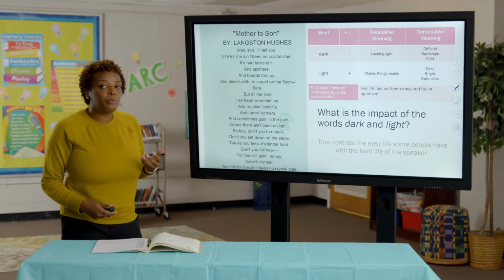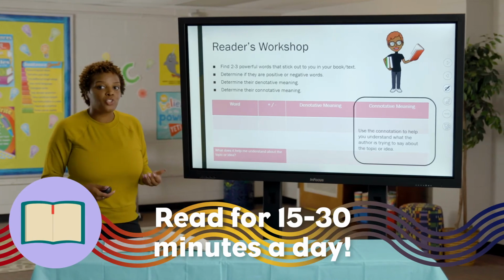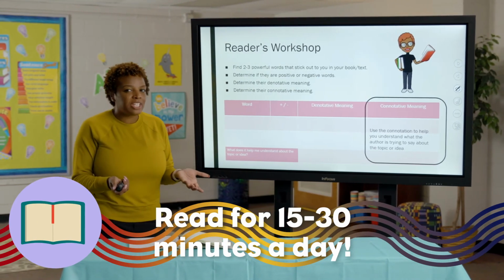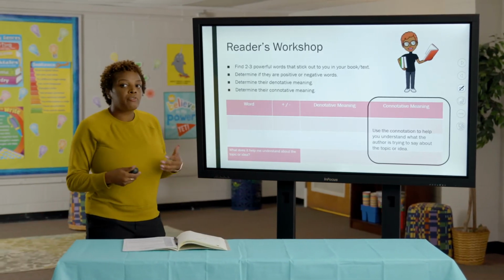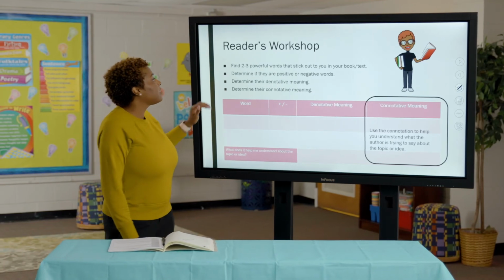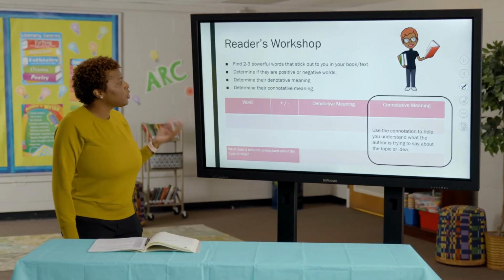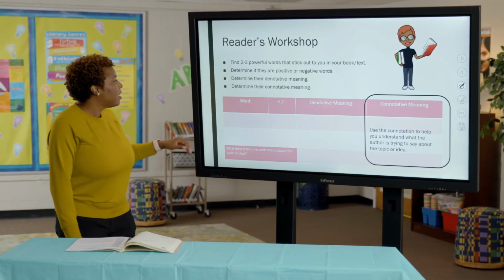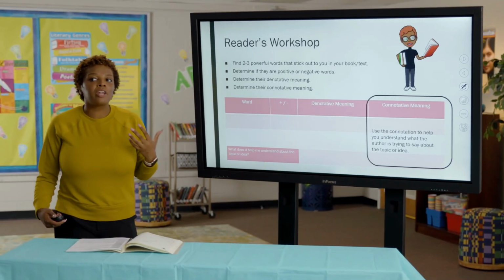So now we'll get a little bit more practice in our reader's workshop. Each day it is expected that you read for 15 to 30 minutes a day. Your teacher may have individual expectations at your respective school. However, when you do your independent reading today, I want you to find 2 to 3 powerful words that stick out to you in your book. Determine if they have a positive or negative connotation. Determine their denotative meaning, and then also determine their connotative meaning.